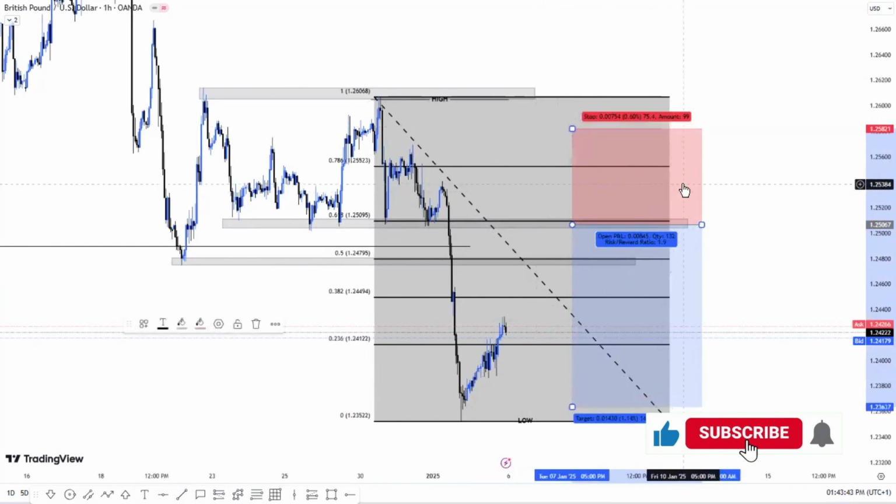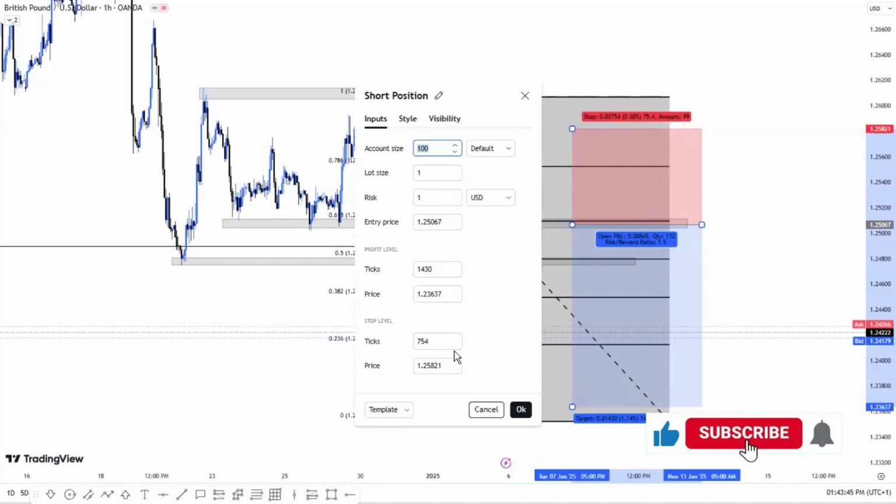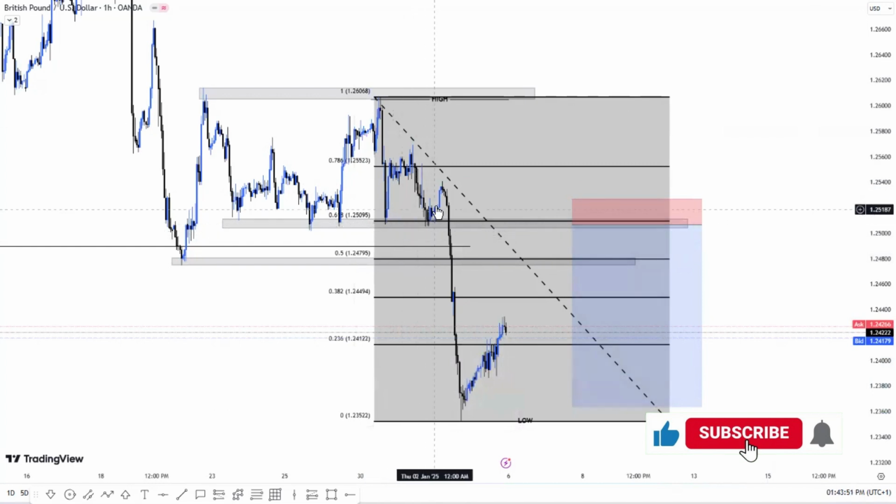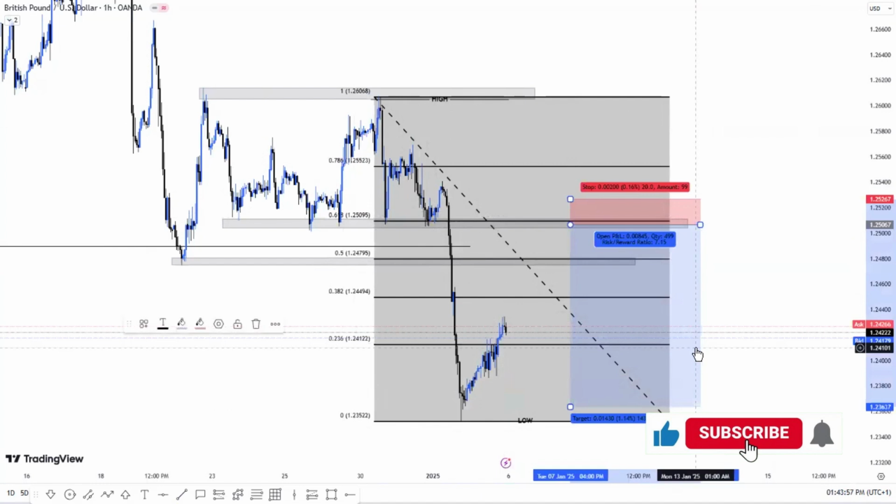Target will be down here. My stop loss will be around 20 pips. I may put it... Is it in a reasonable place? I think it's in a reasonable place. If it's not in a reasonable place, maybe I have to wait for the market to do whatever I want to do. But for now, let me just leave it like this.